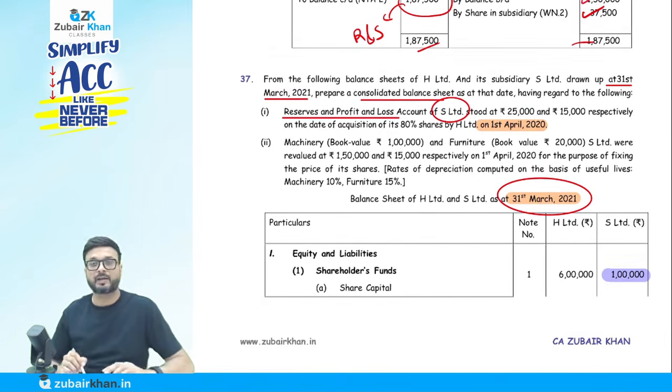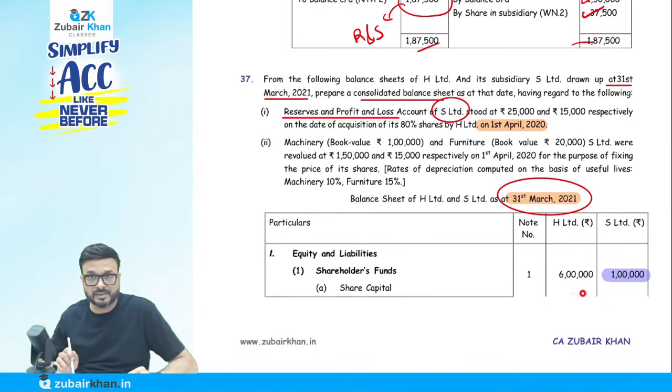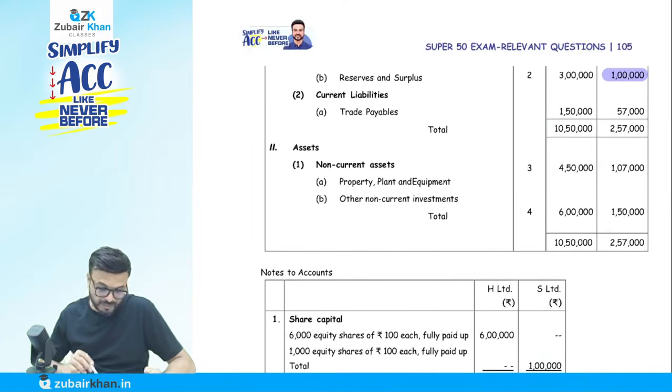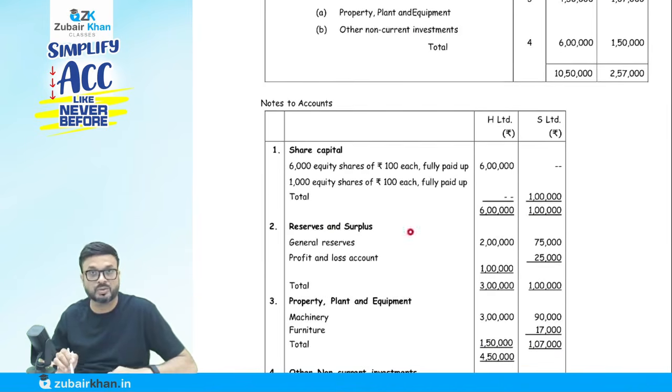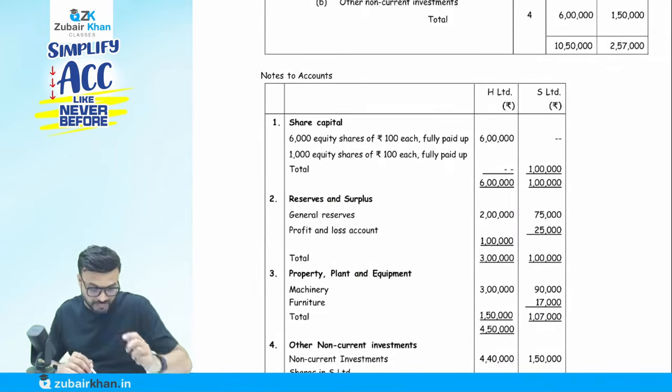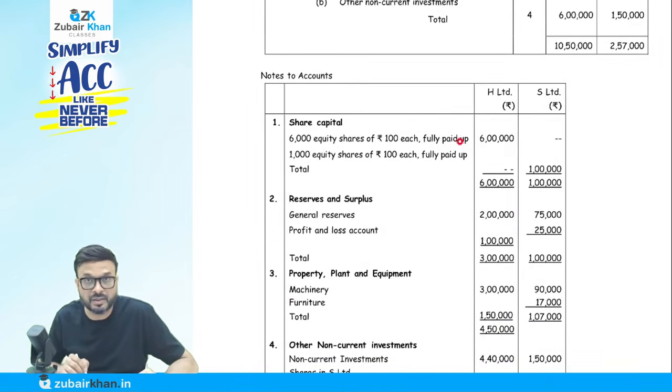Now the balance sheet they have given of the holding and subsidiary company: shareholders' funds, share capital is 6 lakh and 1 lakh. Then reserve and surplus 3 lakh and 1 lakh. Current liability, trade payable 1 lakh and 57,000. Non-current asset PPE 4 lakh 50,000 and 1 lakh 7,000. Other non-current investments 6 lakh and 1 lakh 50,000. Now notes to account. Share capital: 6,000 equity shares of rupees 100 each fully paid, 6 lakh.